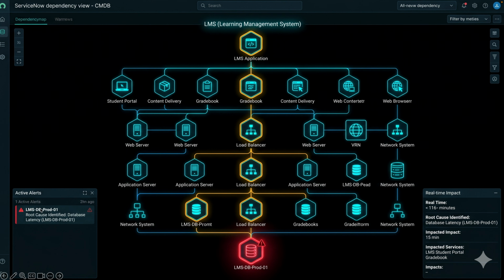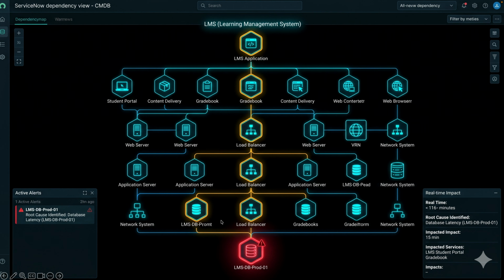You can see on the left the active alert says LMS DB prod 01, root cause identified: database latency. So there is an issue with the database for which this is not working properly. Because the load balancer is affected, the application server is affected, the gradebook is affected as well. You can see other information for this issue, we are able to see the impact time as well, the impacted service, the LMS student portal gradebook, right?